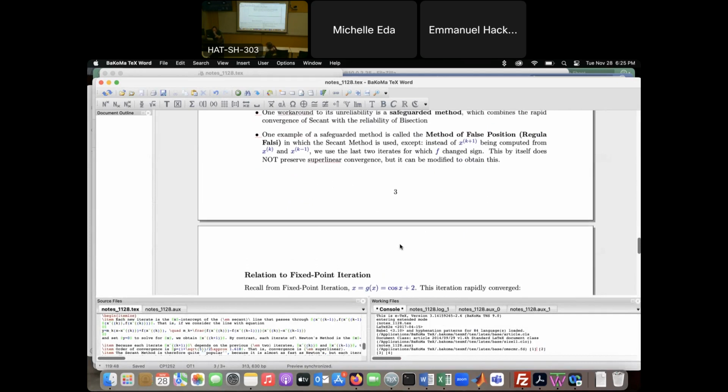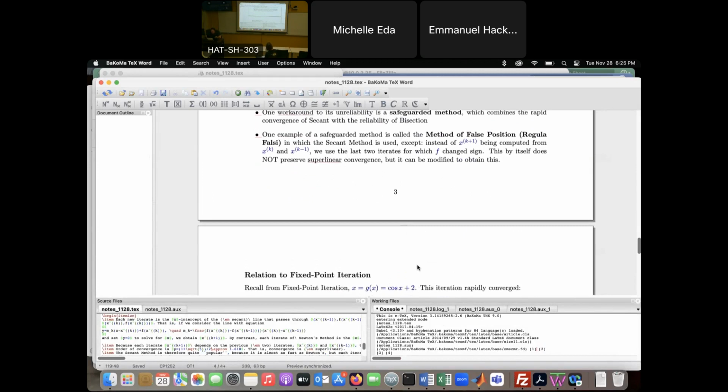Yeah, so I want to talk a little bit about the relationship between fixed point iteration and the secant method. Now, I talked about this before, but now I have more details. I have it written out here. So here's an example that I did last class with fixed point iteration, solving x equals g of x, where g of x is equal to cosine x plus 2.